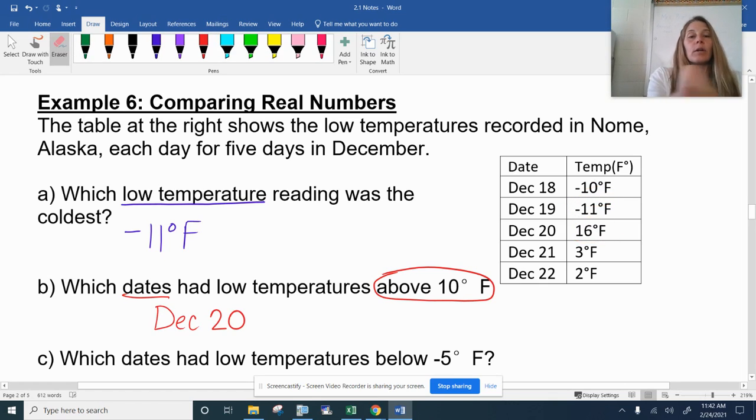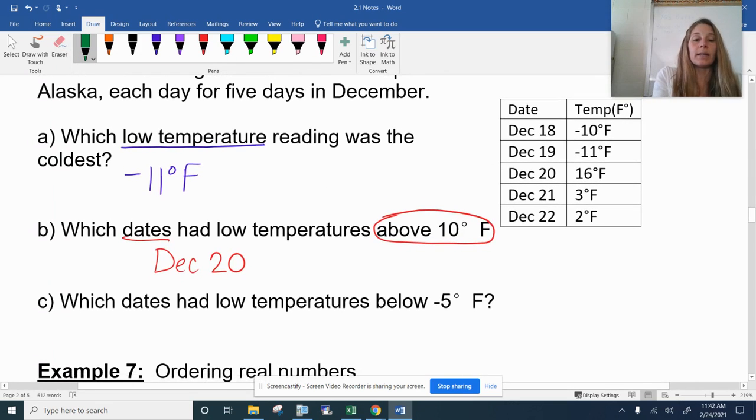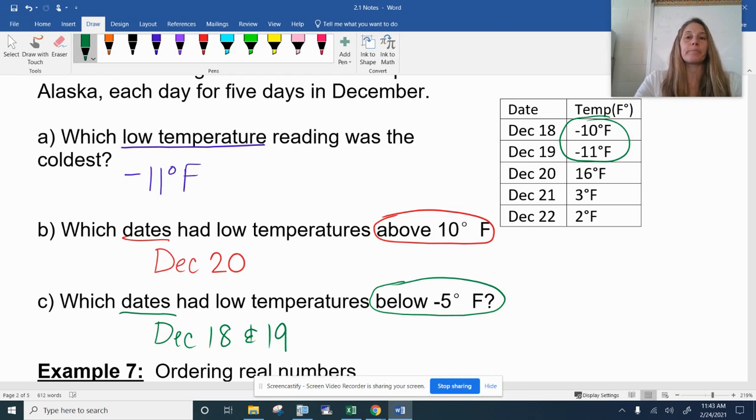All right, so now let's look at our third one. Which dates had low temperatures below -5 degrees Fahrenheit? We know it's going to have to be a negative, because it can't be below -5 unless it's also a negative. Sometimes people look at the 3 and the 2 and think, oh, those are below 5, but this is a -5. So it actually would just be these two temperatures here on December 18th and 19th.